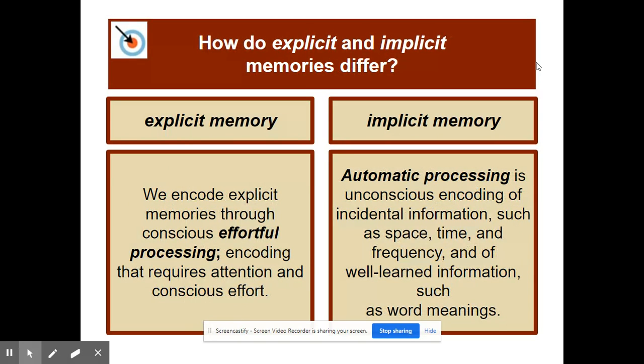So in explicit memory, we encode explicit memories through what is called effortful processing. We encode that requires our attention and conscious effort. So new information that you have in the classroom that is meaningful to you, you're going to put effort to processing that information. That's explicit memory. Implicit memory is automatic processing, unconsciously encoding incidental information.